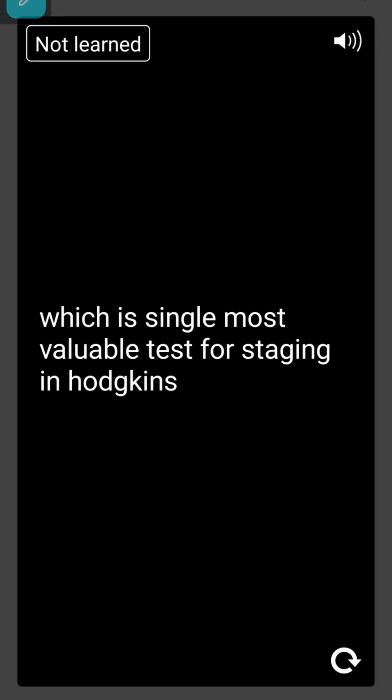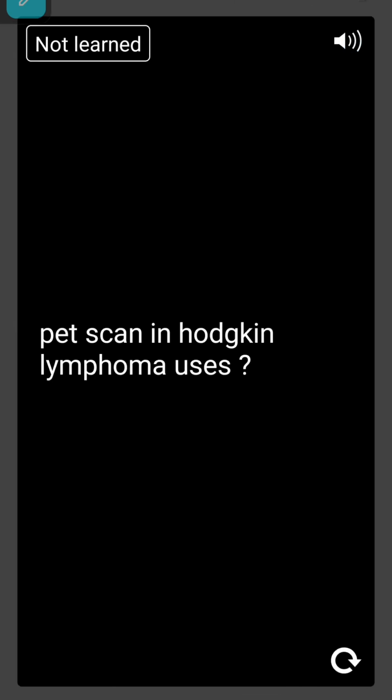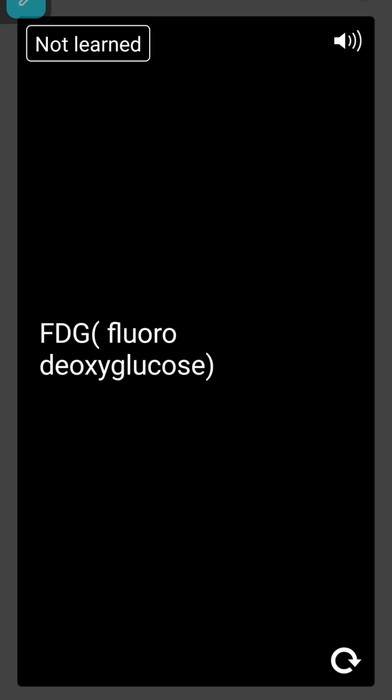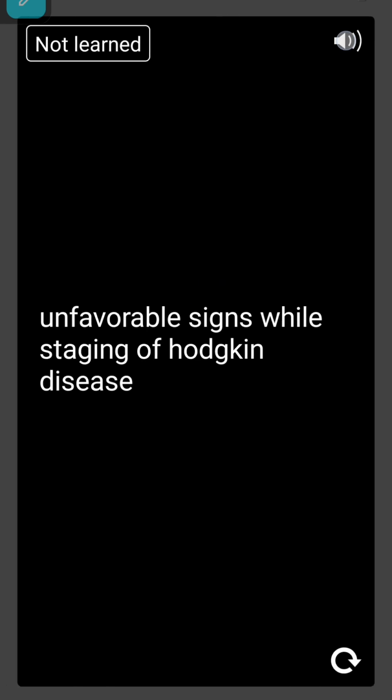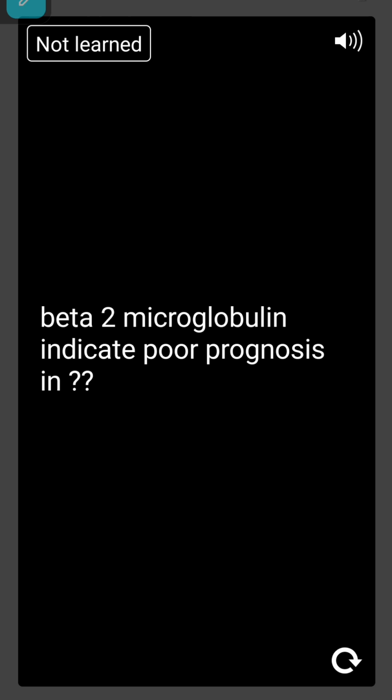Which is the single most valuable test for staging in Hodgkin's? PET scan. PET scan in Hodgkin lymphoma uses FDG, fluorodeoxyglucose. Unfavorable signs while staging Hodgkin disease: age greater than 60, B symptoms, bulky nodes greater than 10 cm, greater than 4 extranodal sites, ESR greater than 50 mm per hour.